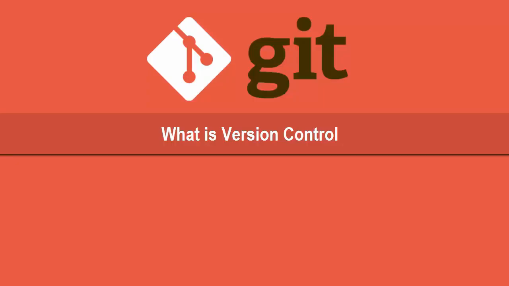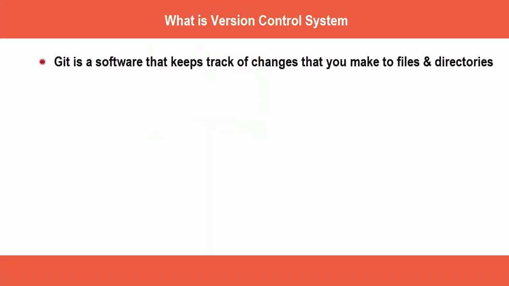Before we begin exploring what Git is all about, it's crucial we first understand what is the term version control. Put simply, Git is a software that keeps track of changes that you make to files and directories. Let's imagine you have a version 1 of a document. You make some changes, now you have version 2. You make some more changes, and now you have version 3. What Git does is that it keeps track of all these different versions for you, and this enables you to move back and forth between the versions and compare the different versions to see exactly what changes.